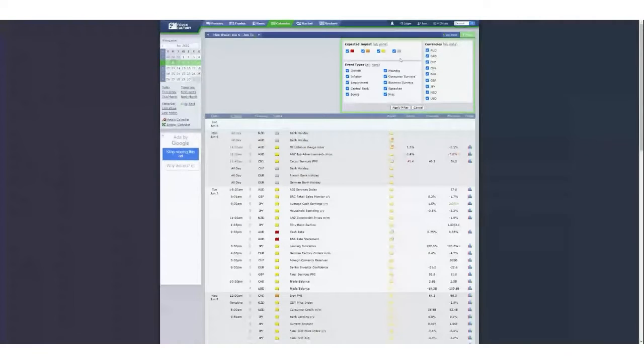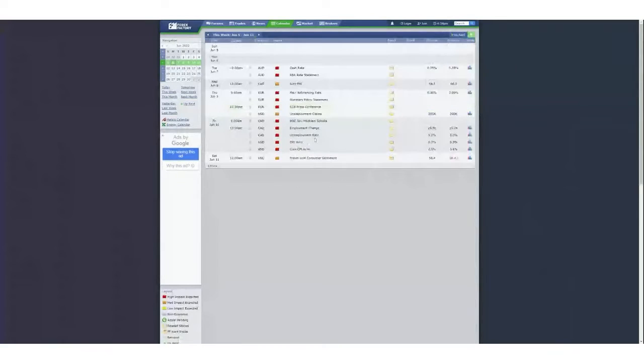You'll see at the top here it says expected impact. You've got a number of event types here as well, and different currencies over here, but keep that quite simple. Leave those checked as they are. Maybe uncheck the yellow and the grey boxes and then click apply filter. This is going to give you the major impacting news announcements coming out in the markets this week that relate to many of the markets you may be potentially looking at and trading.